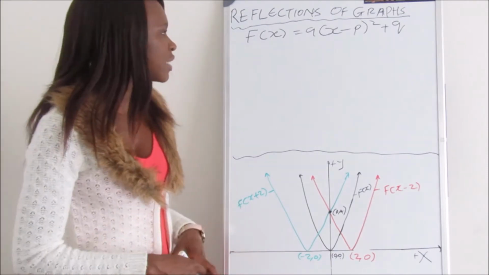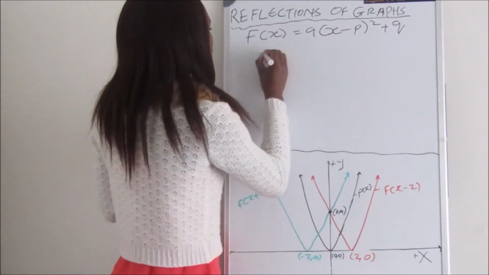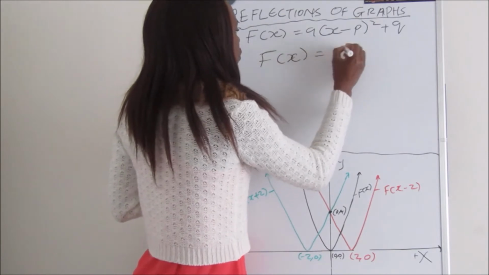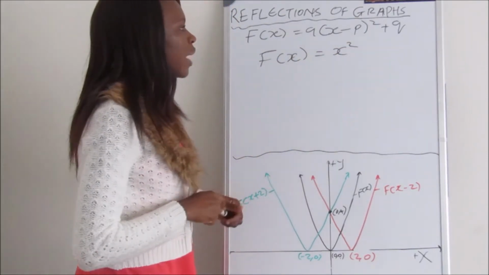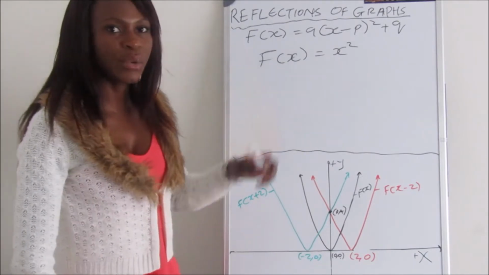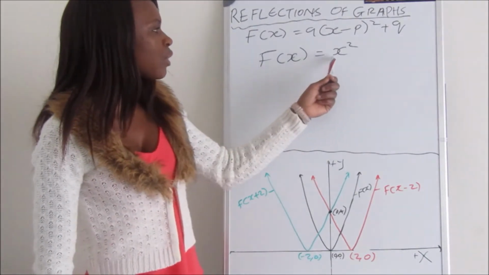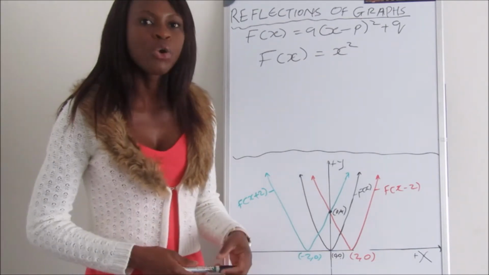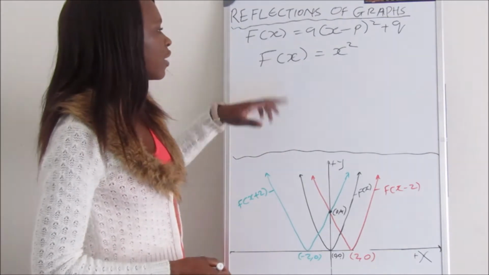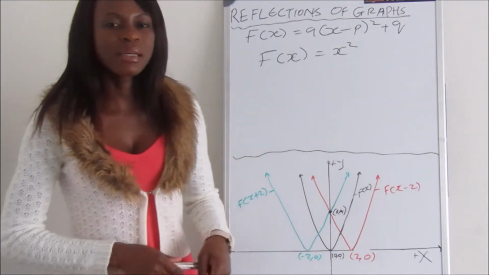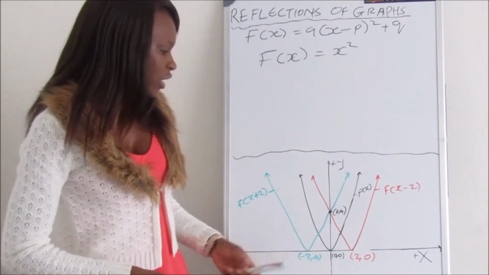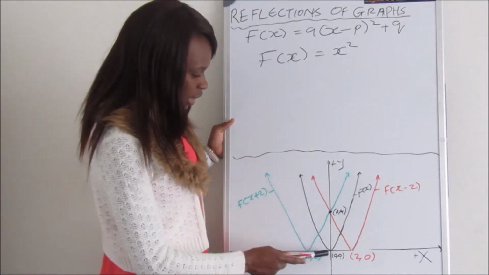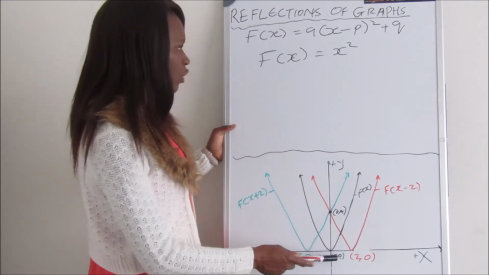For the first example, I will only deal with p, which is responsible for the horizontal shifting of the graph. Let's look at a function f(x) = x^2. Looking at the standard equation of a parabola, if our equation is x^2, that means our a is equal to 1, and p and q are both equal to 0. That's why the function f(x) = x^2 has its turning point at the origin, (0, 0). I've already drawn it.